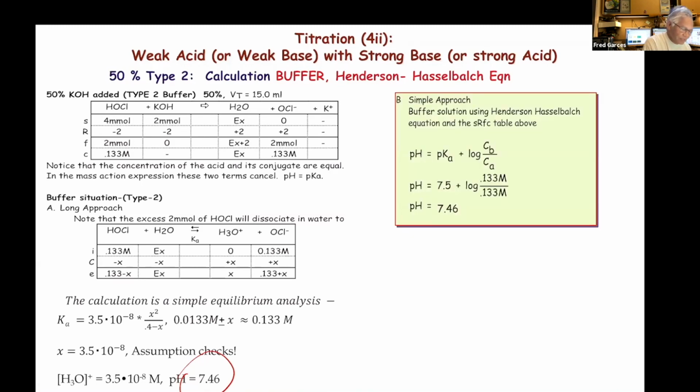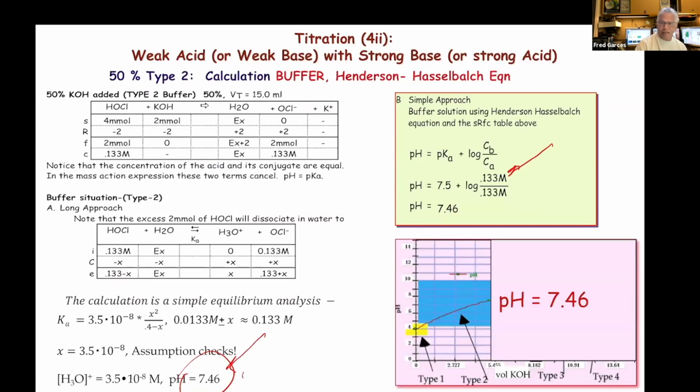Here it is. This is the Henderson-Hasselbalch equation. This is the ICE table. It gives you the same answer. Now I've got a second data point.